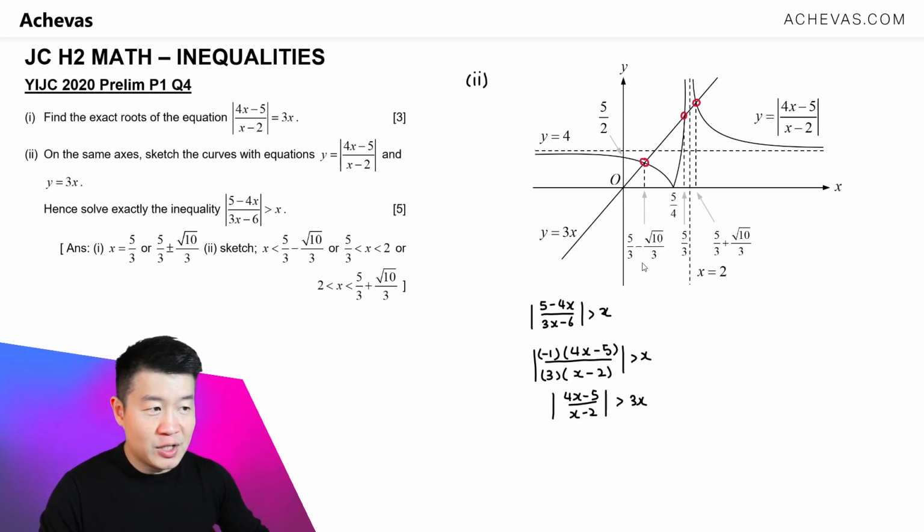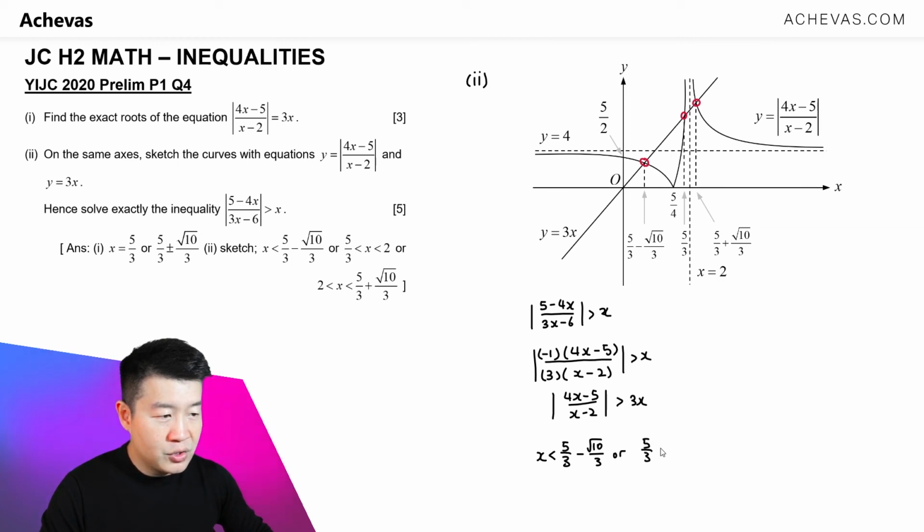So we know that x has to be less than this value. A set of values of x that will satisfy this inequality will be x less than 5 over 3 minus square root of 10 over 3. Or it can also be this region over here, because for this part of the graph, y is bigger than the graph of y is equal to 3x. So for this part, it's going to be from 5 over 3 to 2. So from 5 over 3 to 2 is another set of values of x that satisfy this inequality.